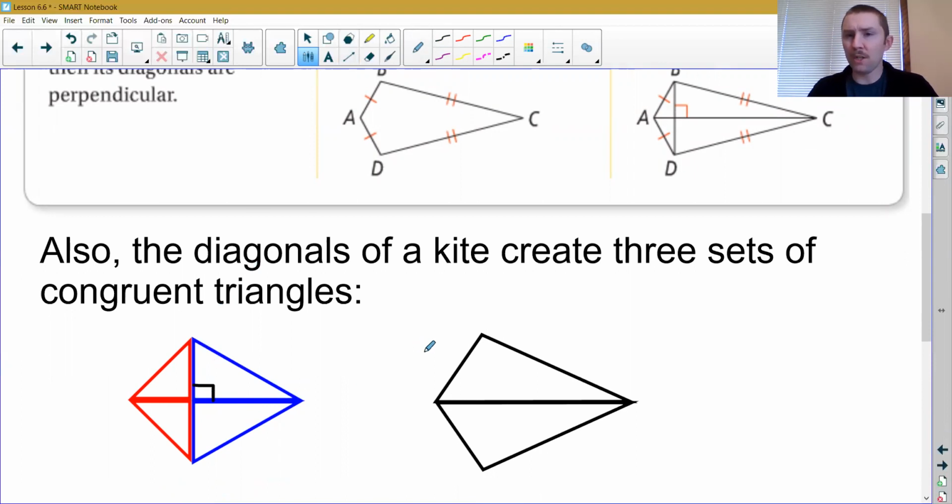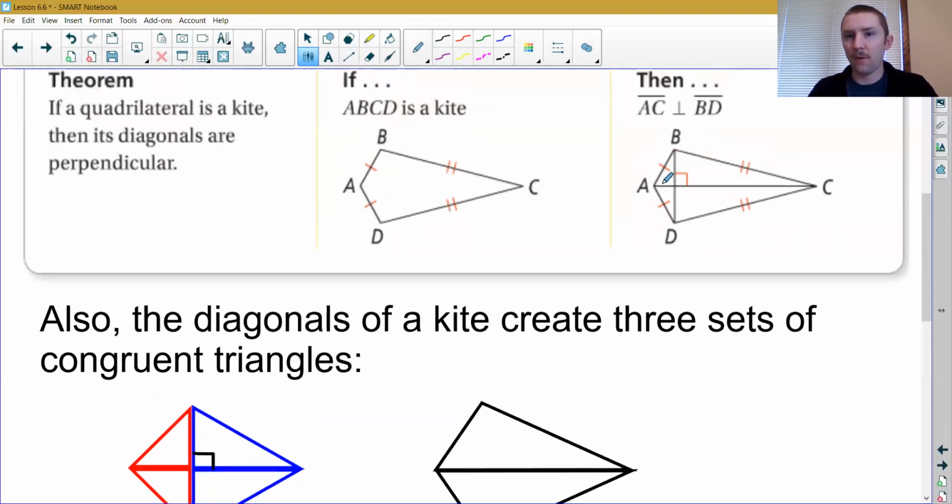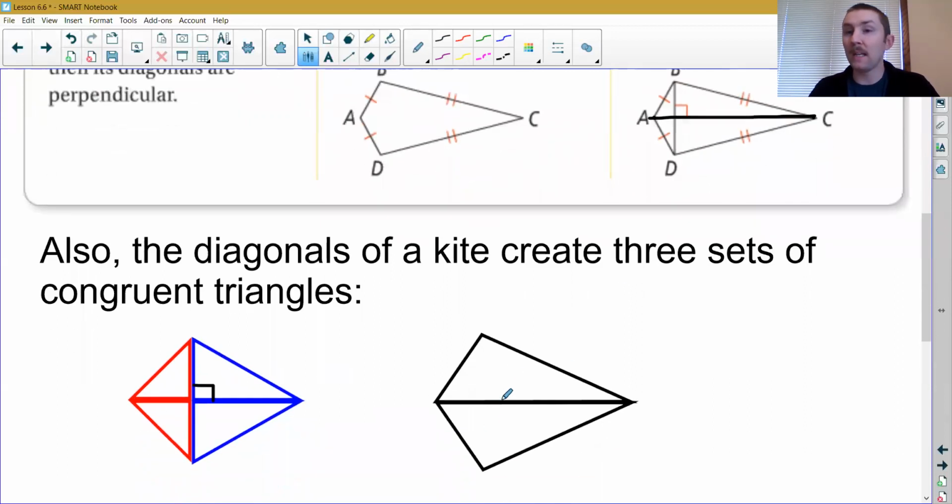But then also, if you just draw the one diagonal that goes from the corner with this pair of congruent sides to the corner with this pair of congruent sides, you slice the shape into 2 big triangles that are also congruent. They're congruent by side, side, side, because we have those congruent and these congruent, and then down the middle we have that side that's the same as itself, so that's side, side, side.